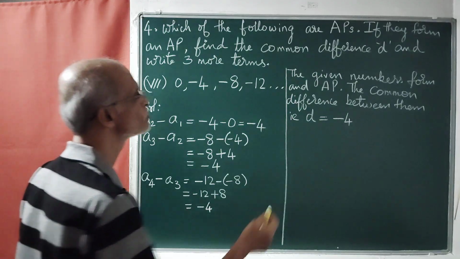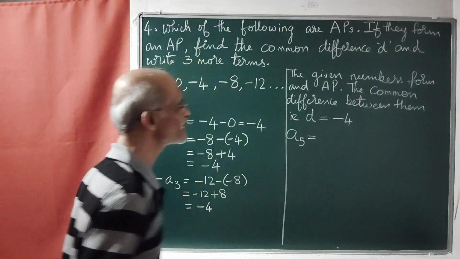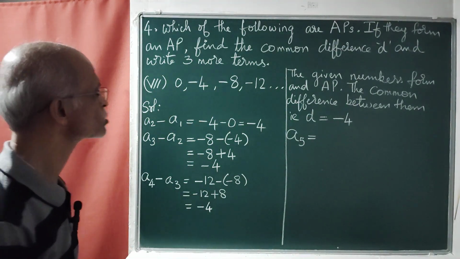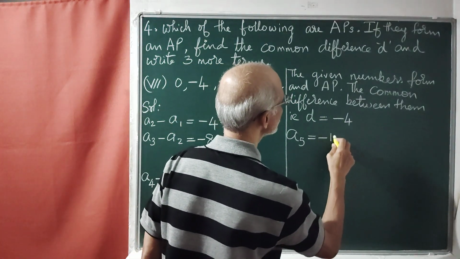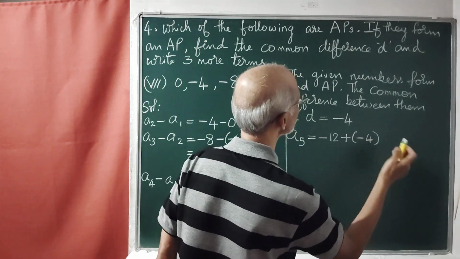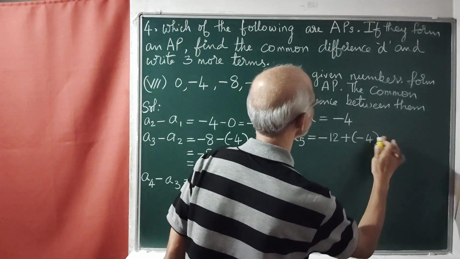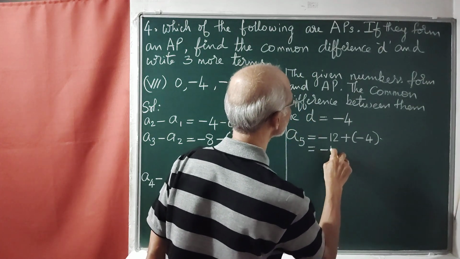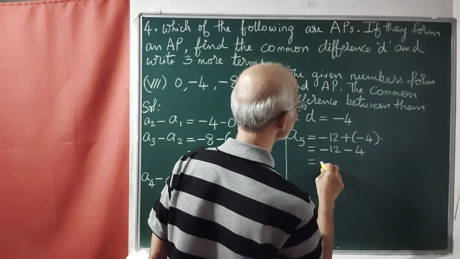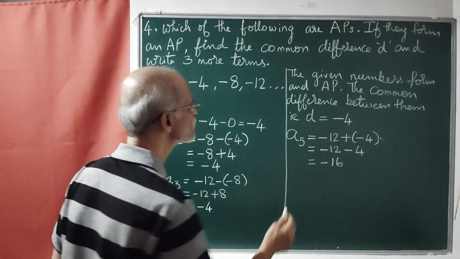We have to find A5. So A5, to get A5, we have to add D to A4. So what is A4? A4 is minus 12. So minus 12 plus minus 4. What we get? Minus 12 minus 4. So it is minus 16. The fifth term is minus 16.